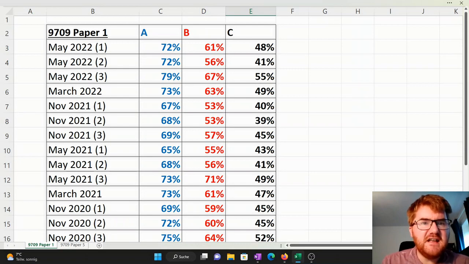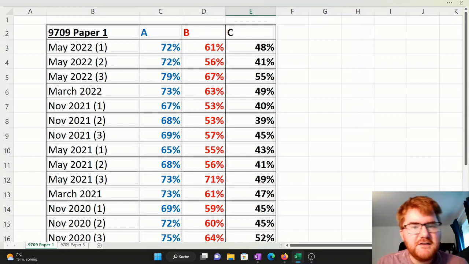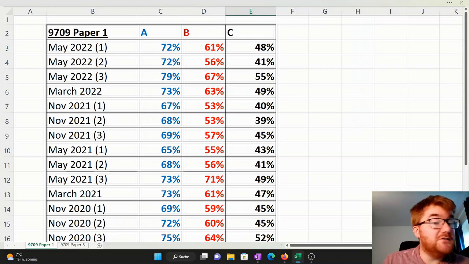And the first thing to notice here is the marks are quite consistent in order to get an A grade. Now, one thing to notice here, there is an outlier. If you look at May 2022, variant 3, that's at 79%. But generally speaking, you can see it fluctuates between, say, 68% and about 72%. B is slightly more varied. You can see there was a 71% in May 2021, variant 3, but generally we're hanging around between 53% and 63%. And to get a C, you're generally looking for around 50%, but that can vary as well.